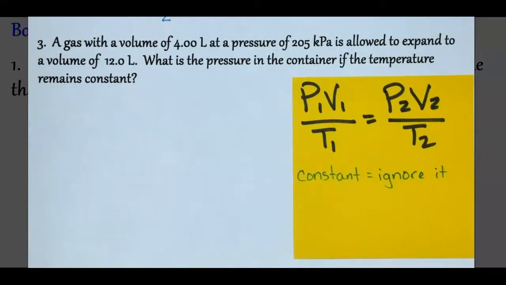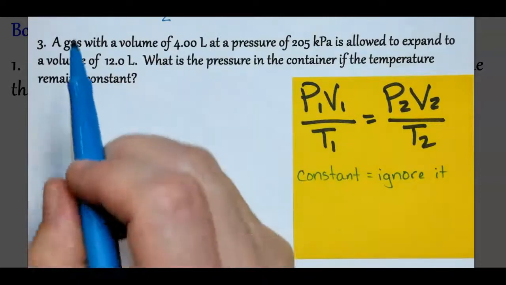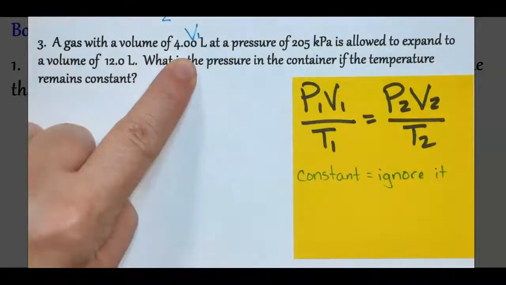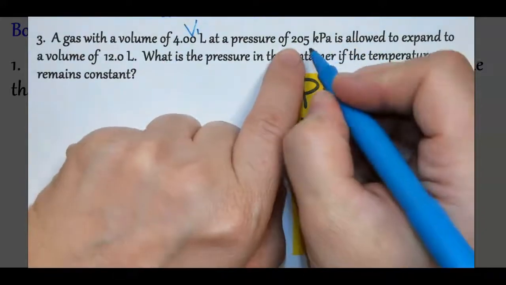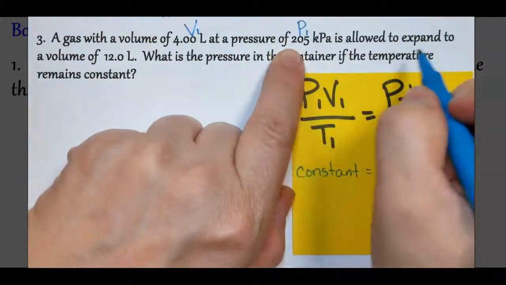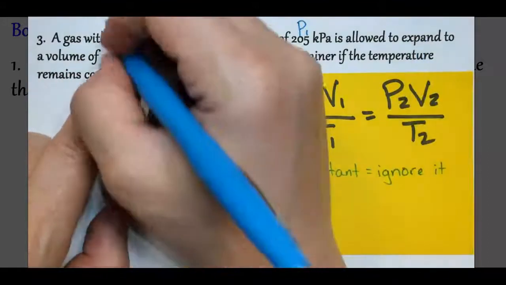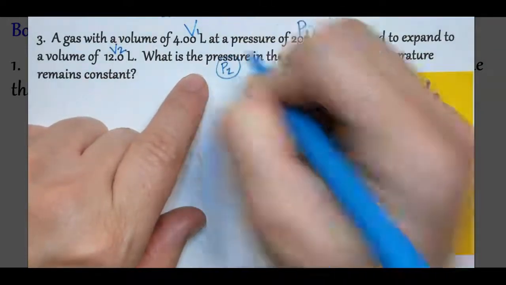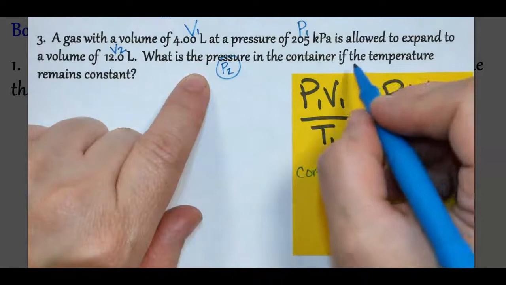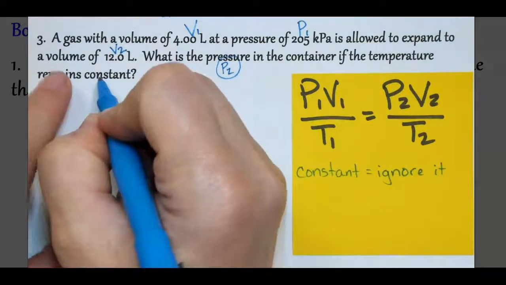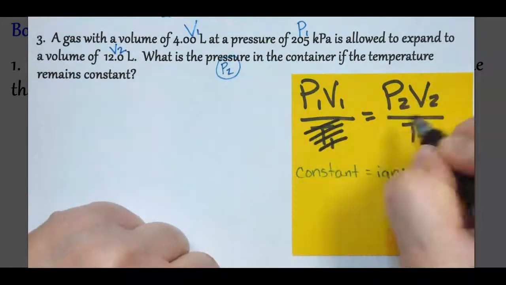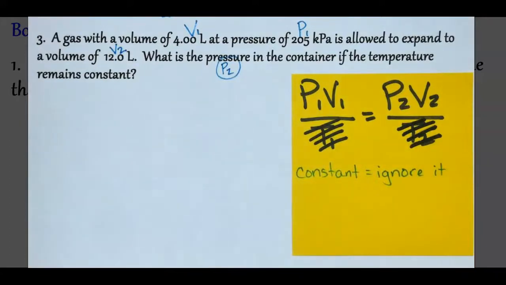Okay, and then number 3, here is our equation. If something's constant, we ignore it. So let's see what we have in our equation. A gas with a volume of, that's the first volume you come to, so we're going to label that V1, is at a pressure of, this is our first pressure, so we're going to call that P1. It's allowed to expand to a volume of, there's the second volume we've come to, that's V2. What is the pressure? So we're trying to solve for P2 if in the container the temperature is constant. So because temperature is constant, that means that we can ignore it and we do not need to use it in our equation. So we'll just cancel it out.